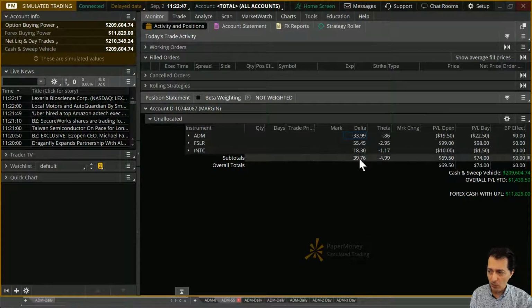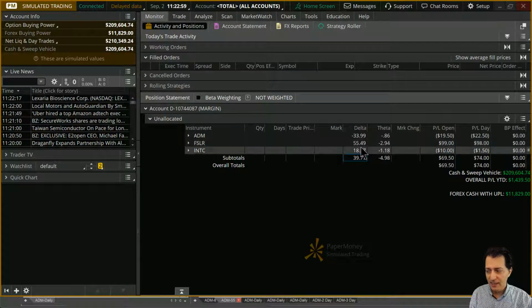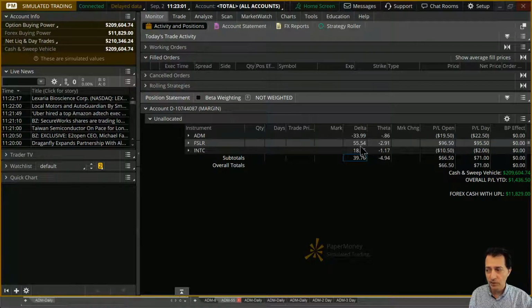So overall, my net portfolio is net positive delta. So if the market goes higher, I'm going to be happy, even though that means ADM is going to lose, because overall I'm going to make money. Okay, so we are exposed, but we definitely added some protection against all the positive deltas that we would have. We would have around 70 delta if we didn't enter that short.